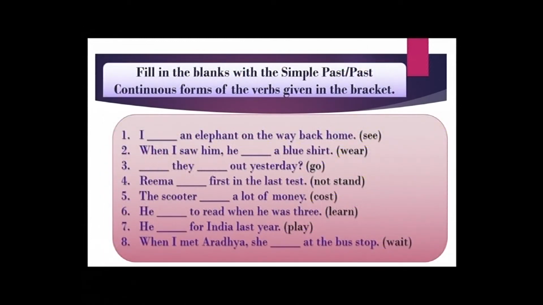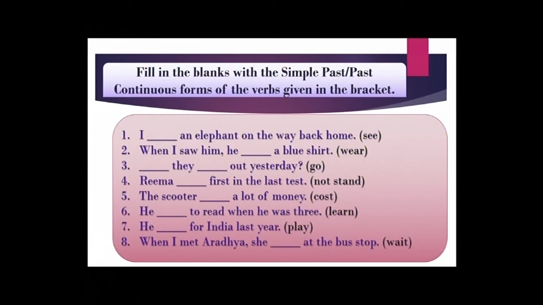So, these were the first two aspects of past tense, simple past or past indefinite, and past continuous or progressive. Now, an exercise. Fill in the blanks with the simple past or past continuous forms of the verbs given in the bracket. You have to check which aspect is to be used. Verbs are given in the bracket.